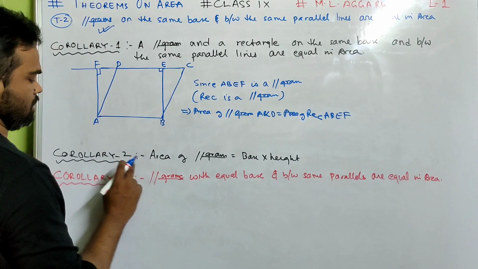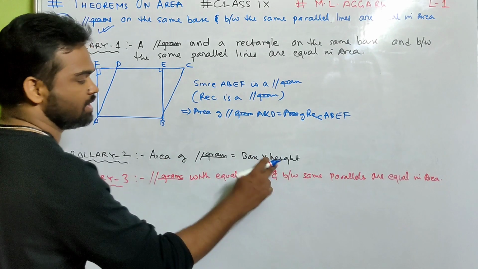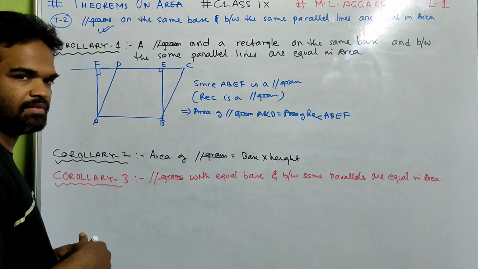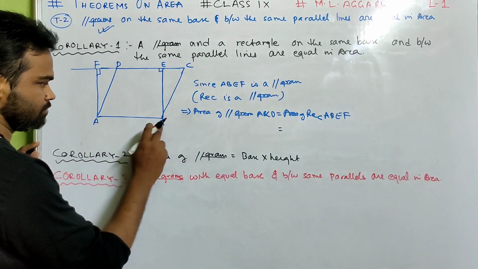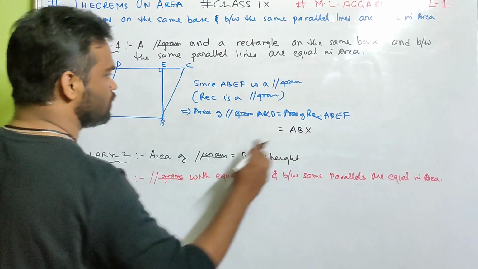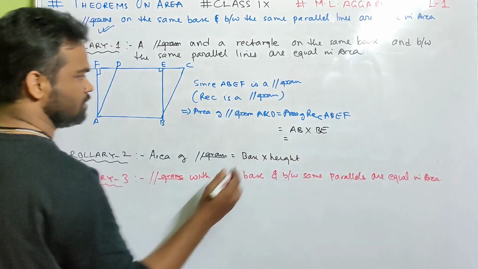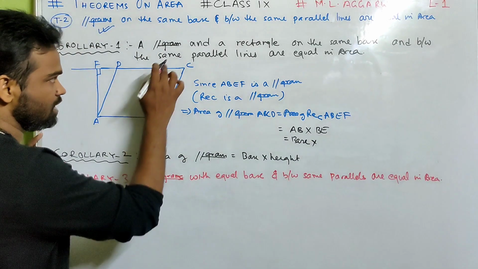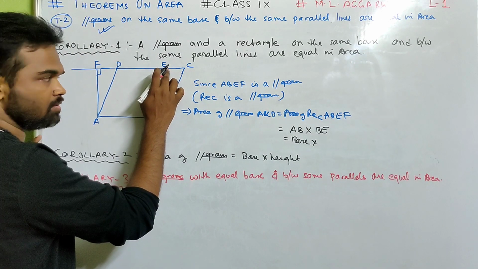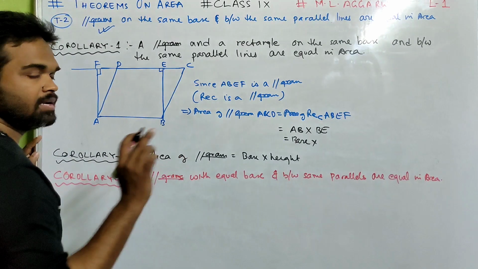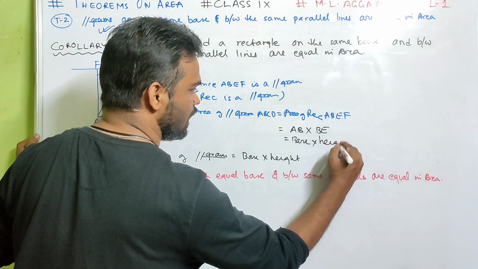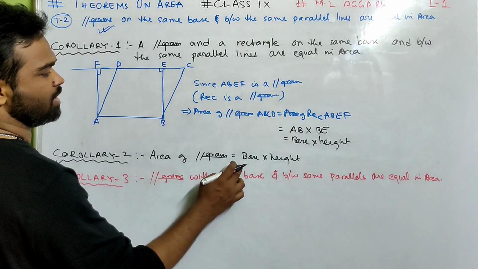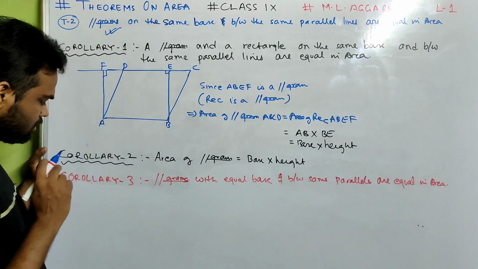Then number 2, area of a parallelogram is base into height. Now look carefully. Just now we got area of parallelogram ABCD is equal to area of rectangle ABEF. Now area of ABEF is length into breadth, which is BE. For the parallelogram ABCD, AB is the base and BE, since from this vertex it is perpendicular on CD, is the height or the altitude. So base into height. Yes or no? So area of a parallelogram is base into height. Remember that.